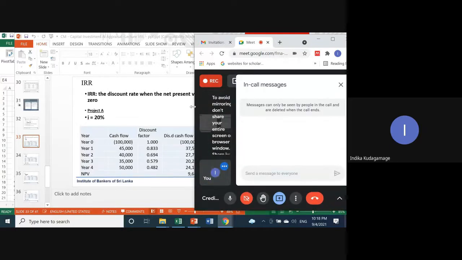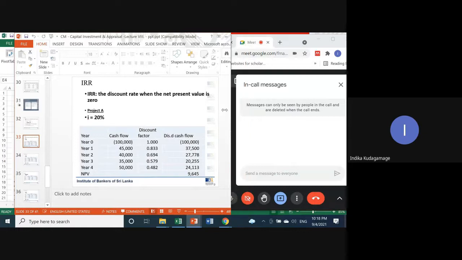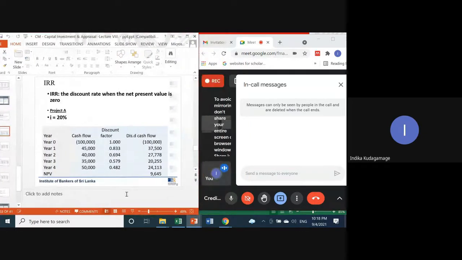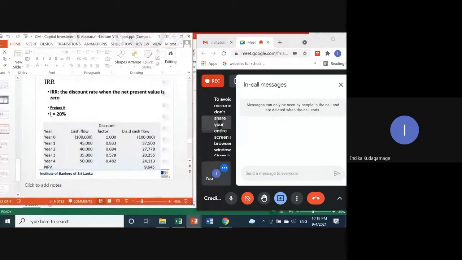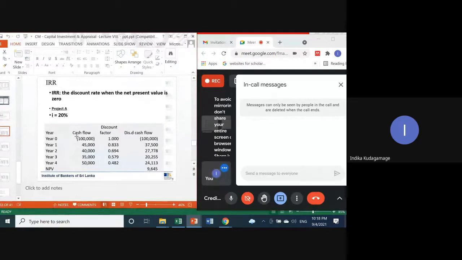You can see my screen. This is your cash flow. Initial investment is 100,000. First year cash in. These are the cash flows. These are the discounting rates. So find out the NPV and you should get this figure. Once you finish, let me know you got it. If you have an issue finding it, let me know. I'm watching the chat box now.